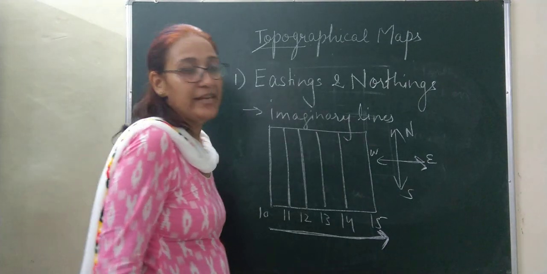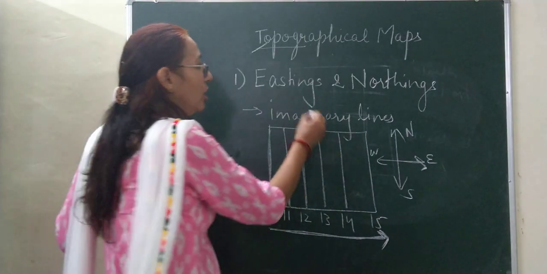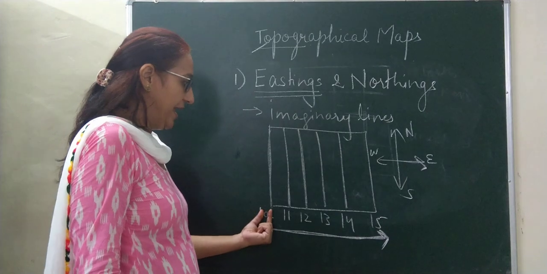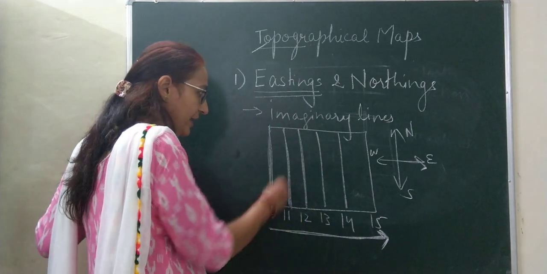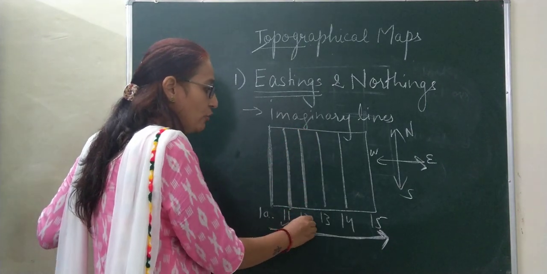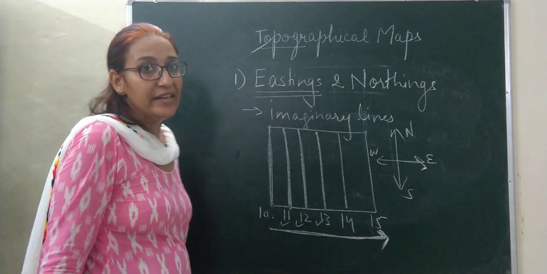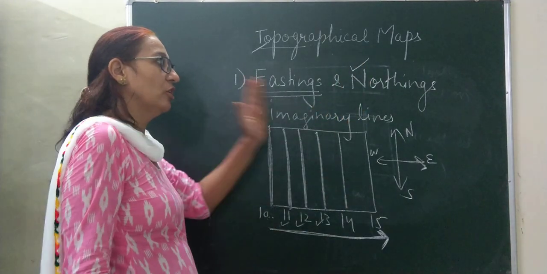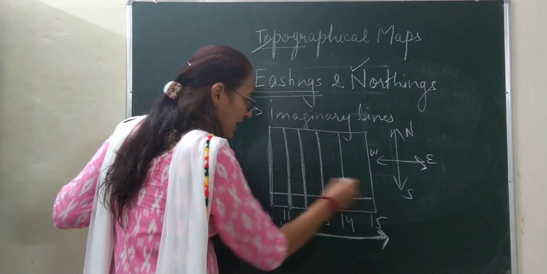So what we call these lines indicated with these numbers, these are called eastings. Like 10, 11, 12, 13, the standing line indicated with 10, the standing line indicated with 11, with 12, with 13, these are eastings. Now come to northings. Northings are also imaginary lines, but these are sleeping lines.